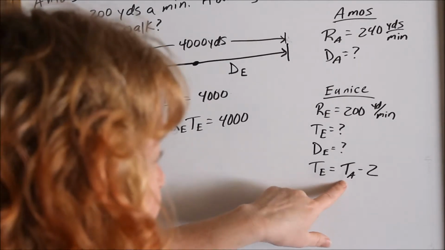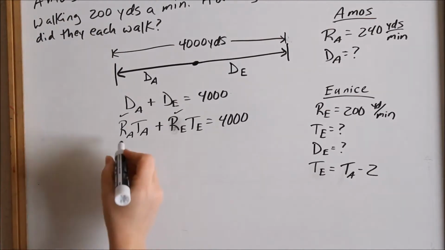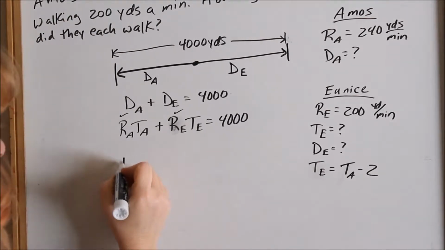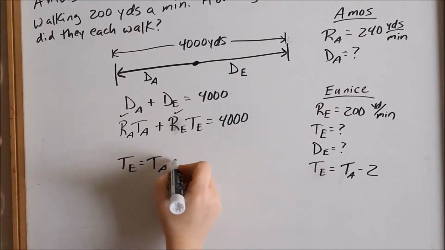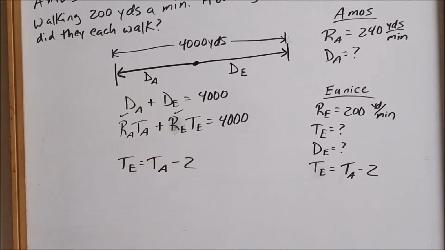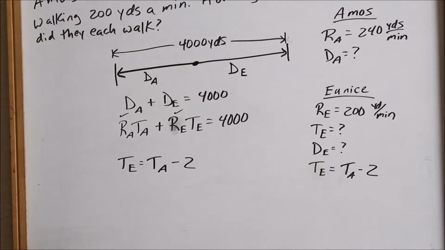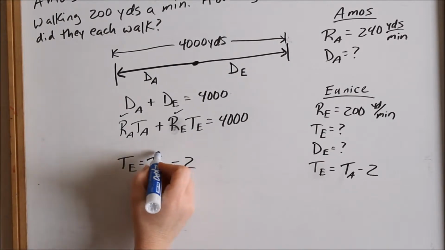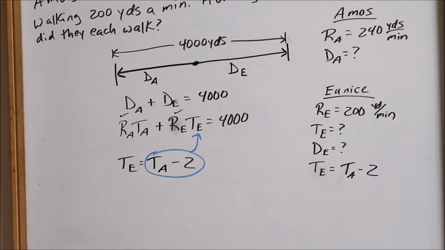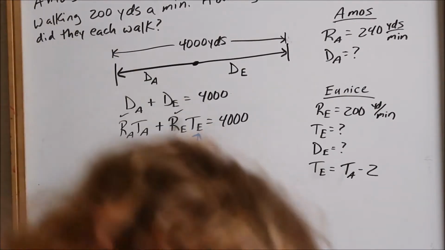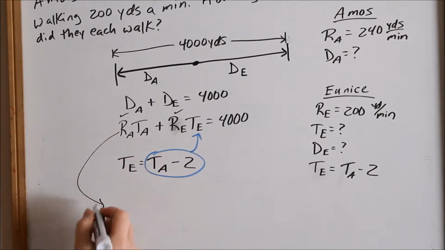Now that we have another equation here, we can use substitution to solve. Because now that we have this, we have TE equals Eunice's time equals Amos's time minus 2. So we can use substitution to put in all this information. So we know the fact that Eunice's time is this, so we can take this and put it in here, right there. Okay, so let's just go to this formula. Let's go here and put in everything that we know.